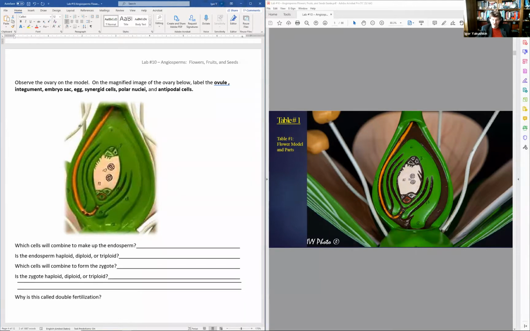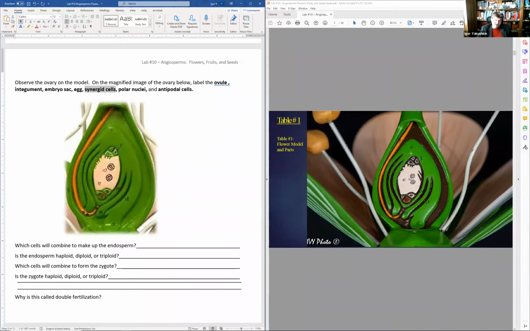Right next to the egg, there are 2 cells known as the synergid cells right here. The polar nuclei, or central nuclei, would be right here, that central part. Then the embryo sac. So all of that is the ovule, right? Within the ovule, we have the embryo sac. The integument would be the outer part. The whole thing is the ovary. So ovule is that particular circle, kind of.